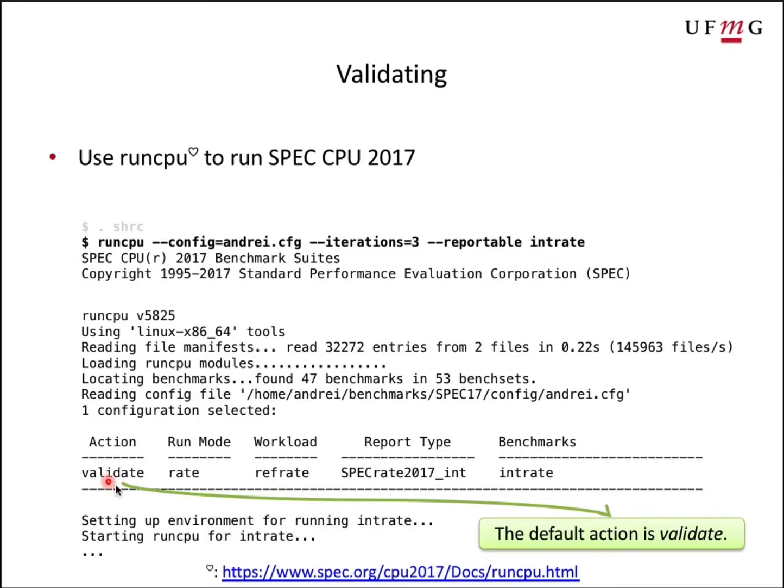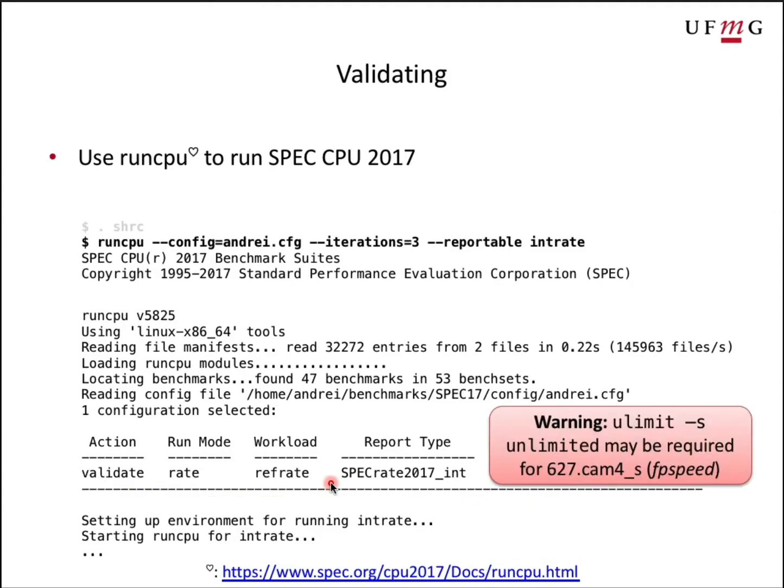And here we have an action that's called validate. So the default action is validate. There are others that I'm not going to cover, but if you just need the compiled versions, you can only build and not run, and things like that. So validate is to build and run, and sometimes train. We will see in a little bit.